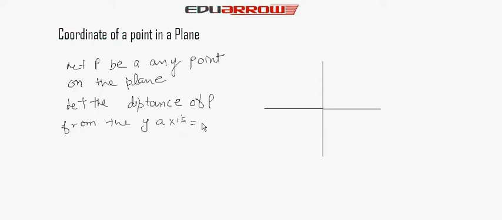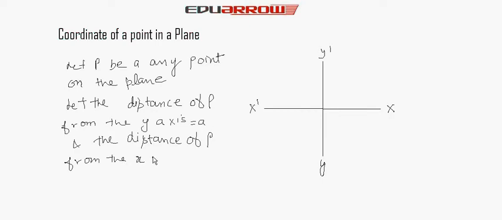This is the x-axis and this one is the y-axis, and here the distance of P from the x-axis is equal to B.